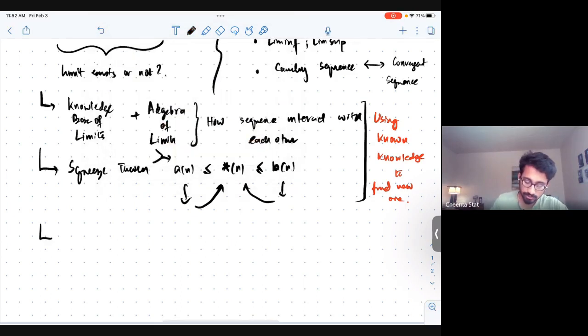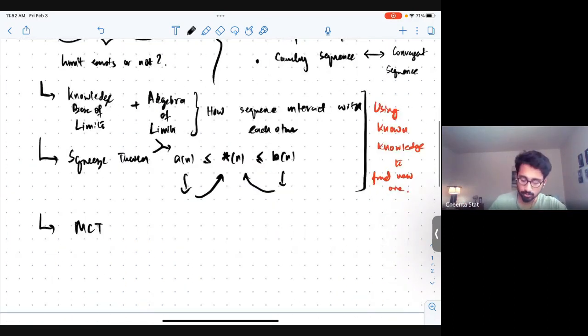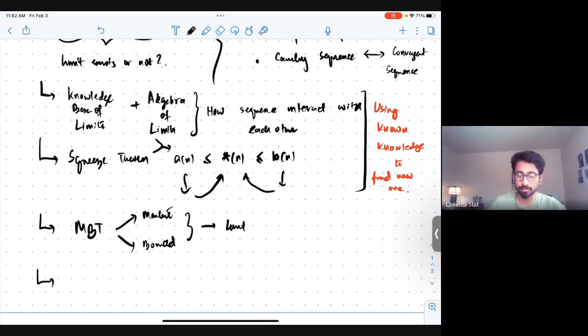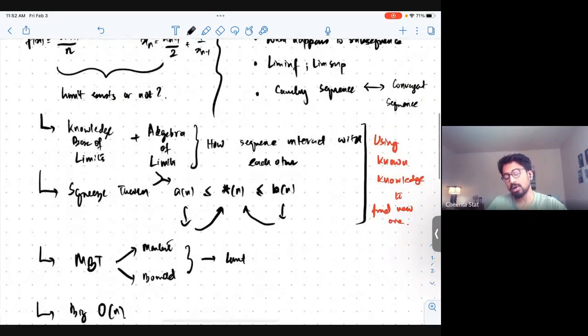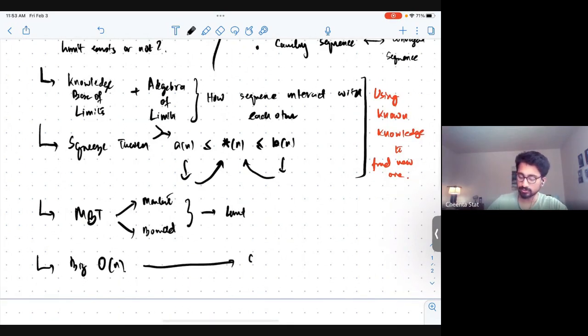The other thing is that we use the MCT, the monotone bounded theorem, to show that the sequence is monotone and bounded, and we find the corresponding limit and show it's convergent. So there are various other things too. Something that I personally prefer is called Big O notation, which tells you what the limit is really equivalent to, so that we can easily understand it. And this will be really useful in series, you will see.